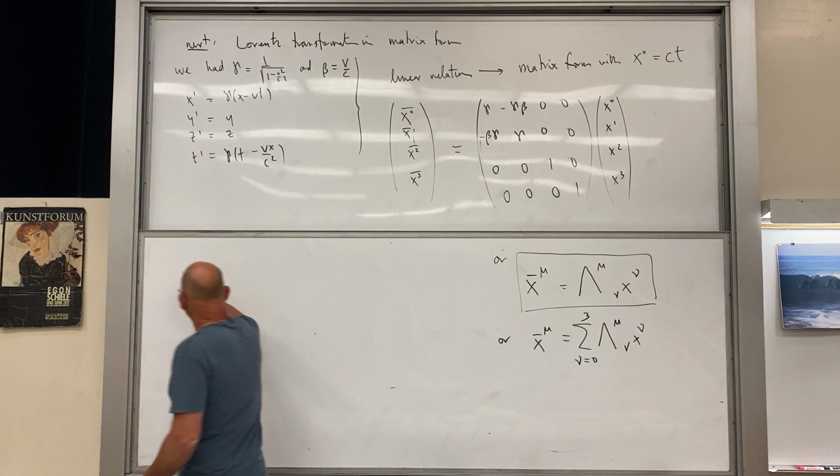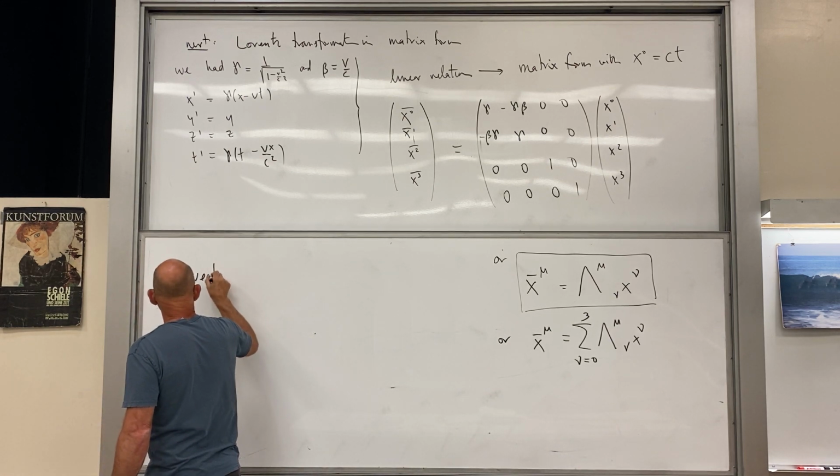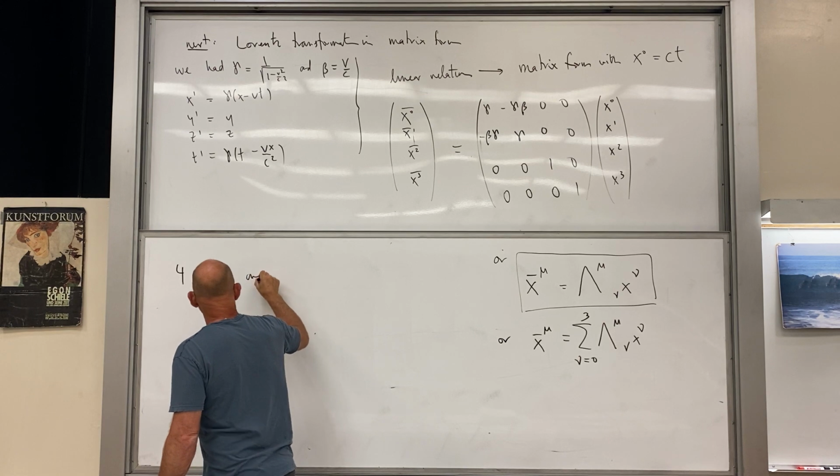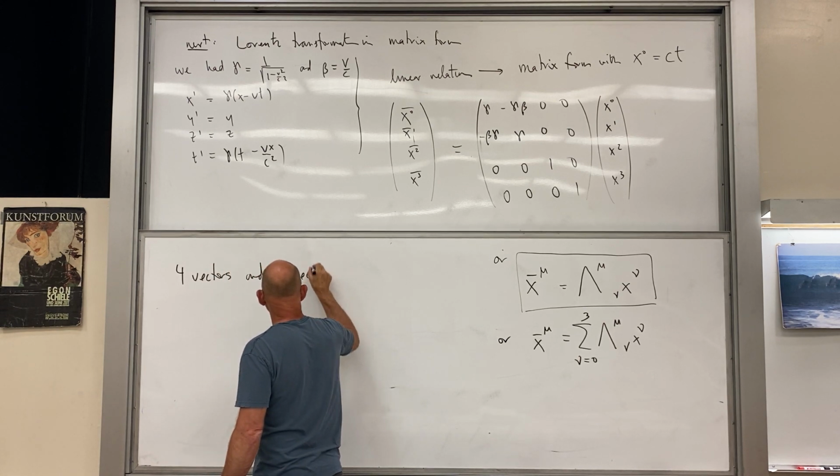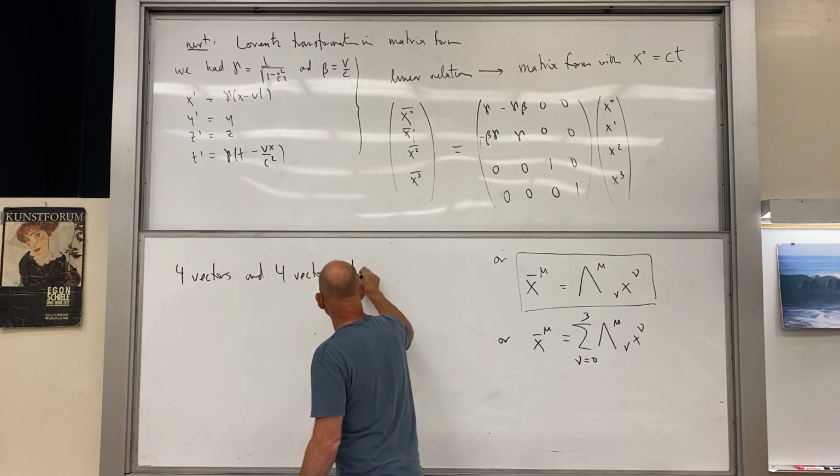Okay, so now we have 4-vectors, and we want the 4-vector scalar product.